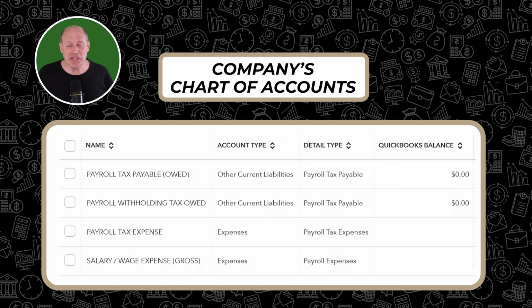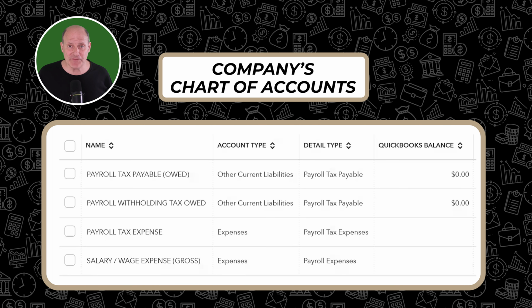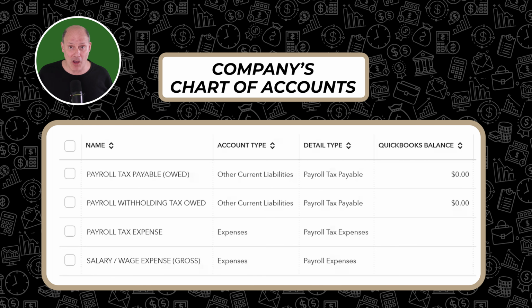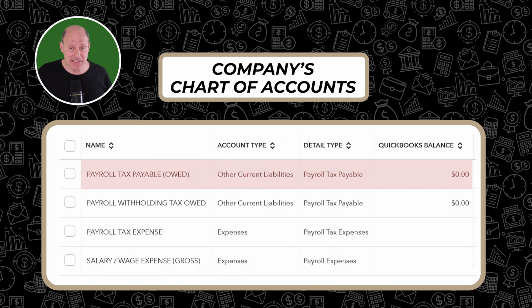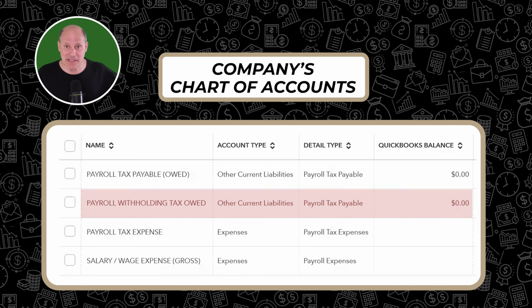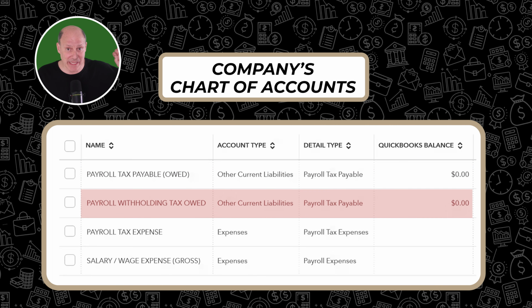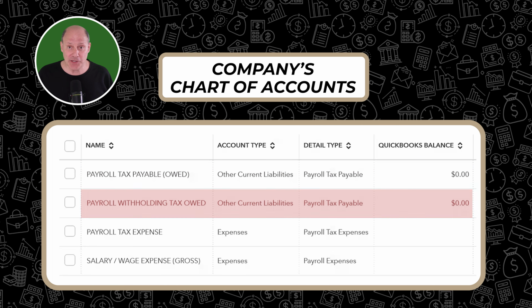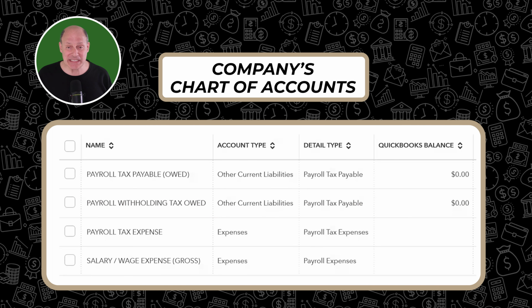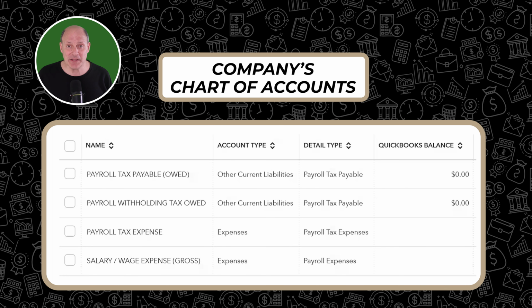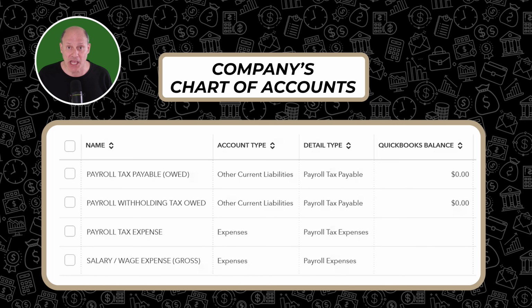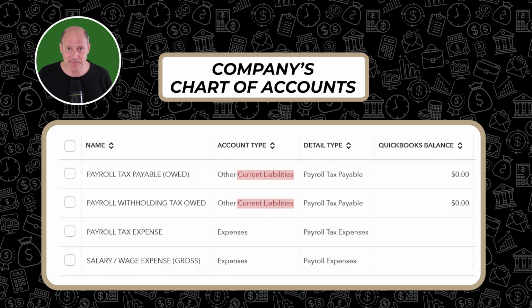So there are several liability accounts involved in paying workers. There are the liability accounts that indicate what's owed in payroll tax, and the liability accounts that indicate what's owed in withholding tax. And of course, because this money is expected to be paid reasonably soon, these liability accounts are classified as current liabilities. And that's only the record keeping in the general ledger.